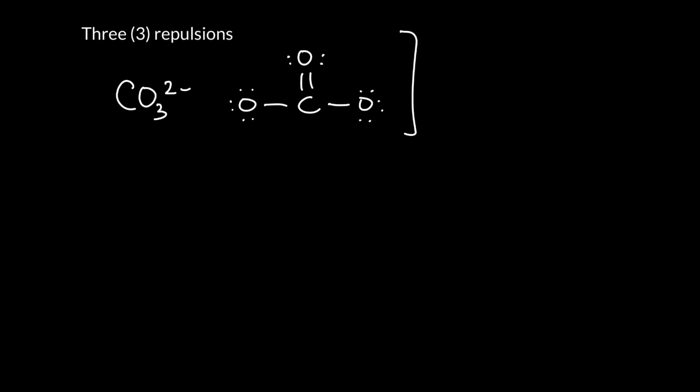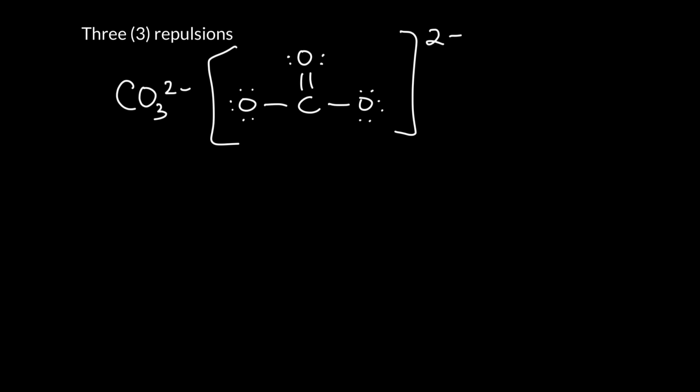And the thing's got a charge. I guess I should put it in square brackets and write the charge next to it. So now I'm going to look at the central atom here. The central atom is this carbon here, and I'm going to ask how many things are repelling directly connected to it. So any kind of bond, any kind of lone pair is going to count.